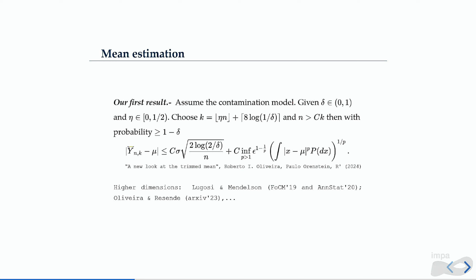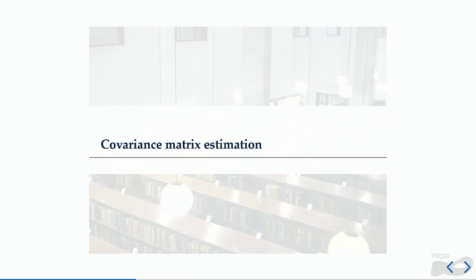For higher dimensions, you can see Lugosi and Mendelson. There is also a result by Oliveira and Resende that analyzes in a more abstract sense the trimmed mean estimator and recovers this result, but they cannot recover the error bounds of the problem I want to talk about today, that is the covariance matrix estimation.